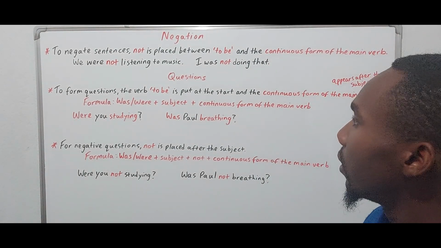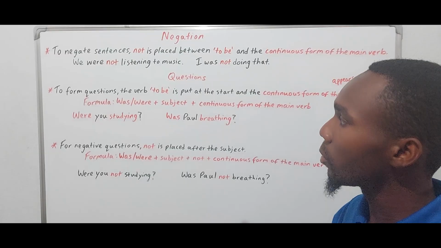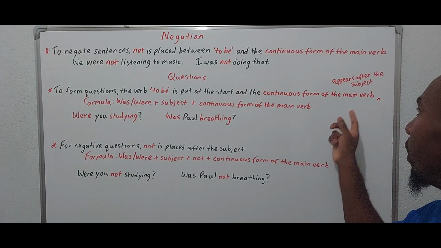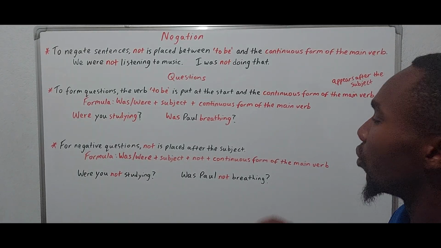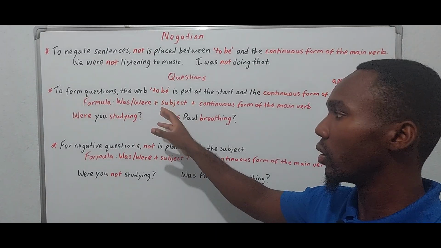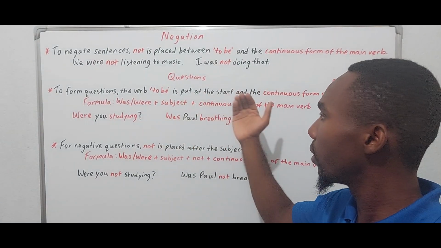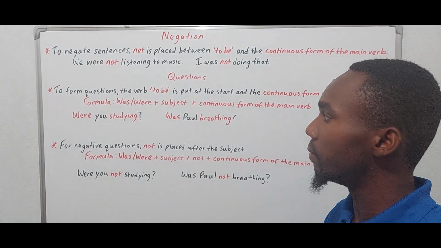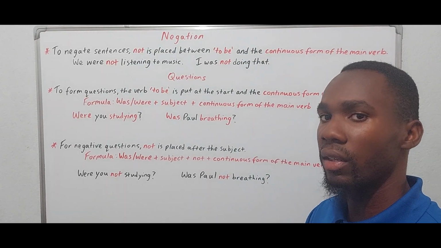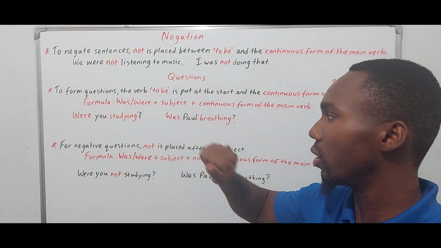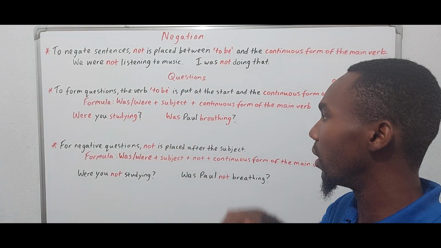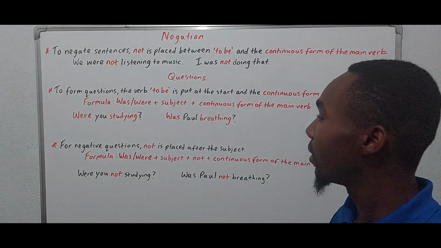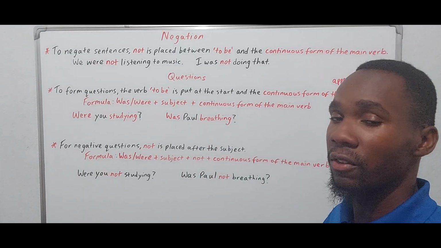All right. Now, when it comes to questions, to form questions, the verb to be is put at the start and the continuous form of the main verb appears after the subject. So this is the formula. Was or were, of course, depending on the subject, and then the continuous form of the main verb. Therefore, were you studying? So the auxiliary verb goes at the start. We have the subject and then we have the continuous form. Was Paul breathing? I certainly would hope so. Right. So this is how you form an affirmative question.